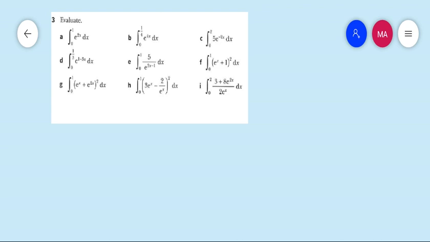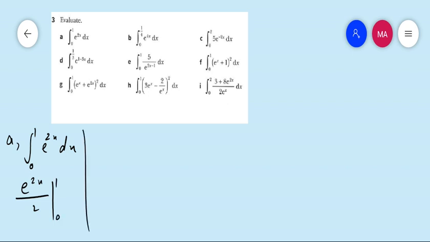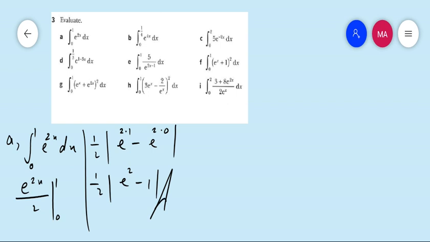Very easy question. Part A. Integrate 0 to 1, e^2x dx. So e^2x integration is e^2x upon 2 and limit from 0 to 1. So 1 upon 2, apply the limit e^(2 into 1) minus e^(2 into 0), e^2 and e^0, and e^0 is 1. So 1 upon 2 (e squared minus 1) is the final answer.